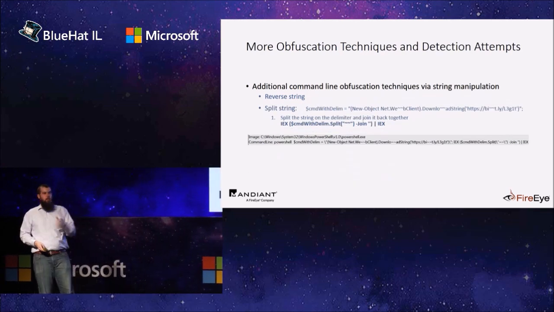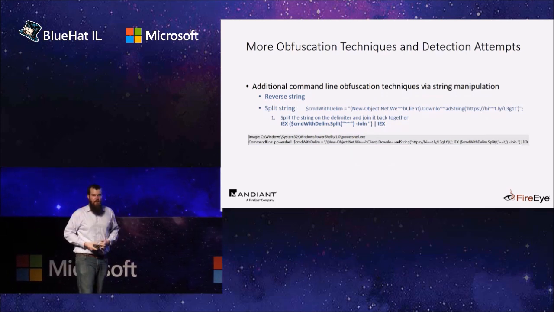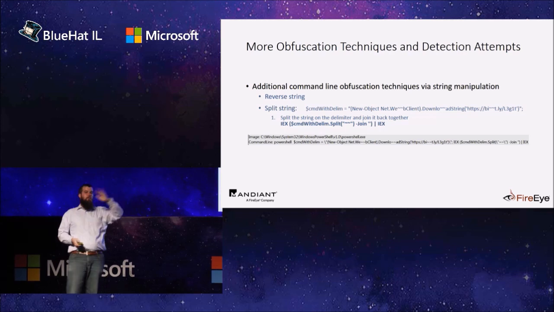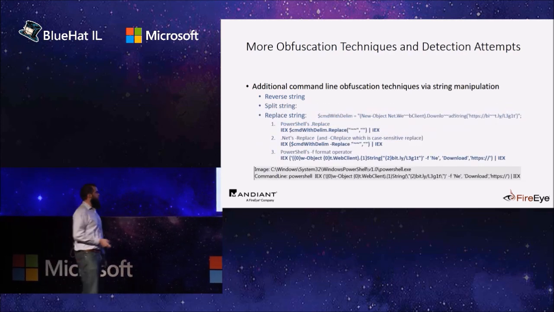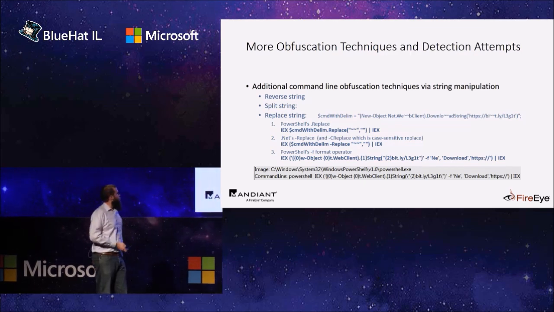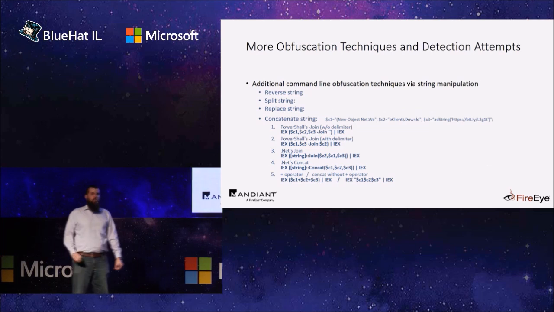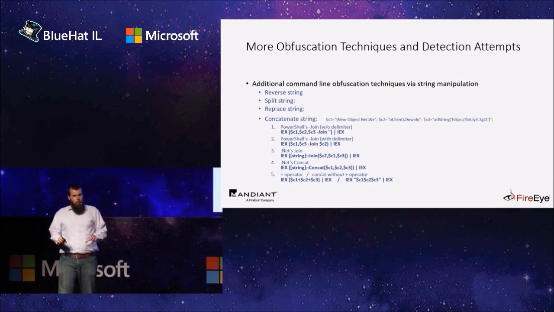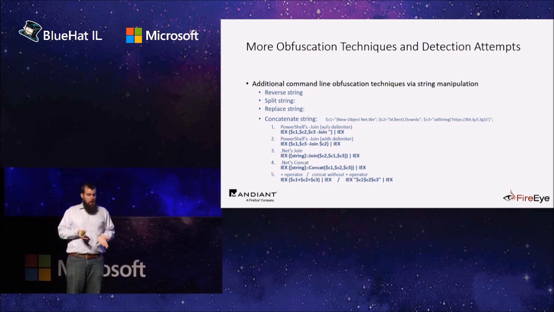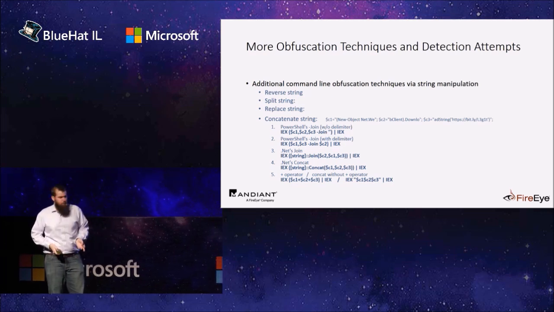You can also split strings. You can put garbage delimiters in your command, and then split on that delimiter, and then rejoin the command. And on the command line, it's all chopped up with these delimiters. You can do the same thing with replace. Again, put in garbage delimiters, replace it with nothing. You're good to go. You can also do concatenation through so many different ways, it's not even worth trying to put them on this one slide. All to show a basic command can be chopped up into a lot of little pieces and appear on the command line not at all like you'd expect to see it.